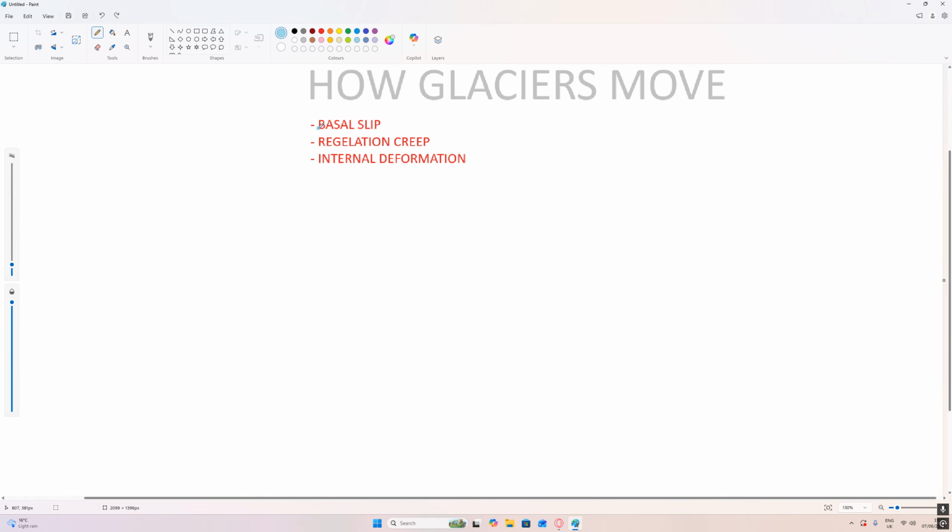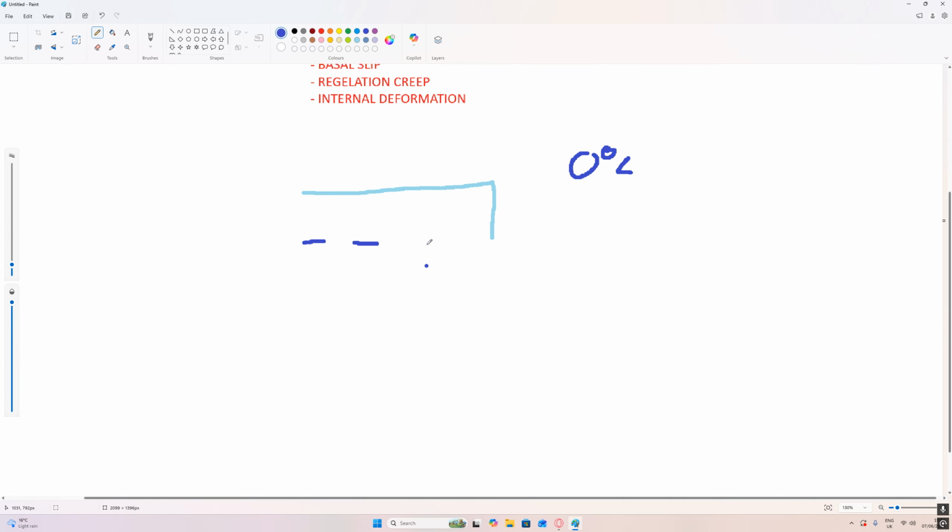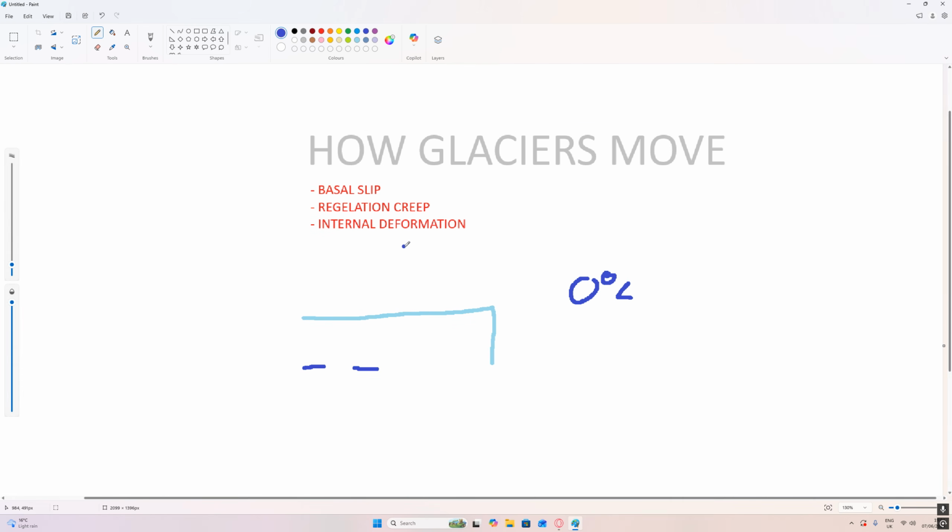Okay. However, if you have a cold-based glacier, such as that of an ice sheet in Antarctica, there will be a lot less meltwater. So there might be a little bit here and a little bit there because, well, really there's not much melting when temperatures are way below 0 degrees. So basal slip does not happen as much in these areas of cold-based glaciers. All right. Next, we go to regelation creep.